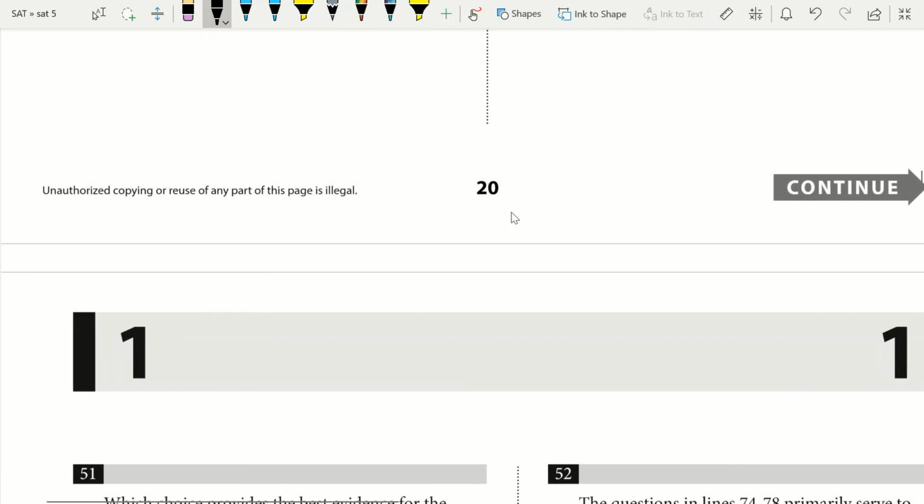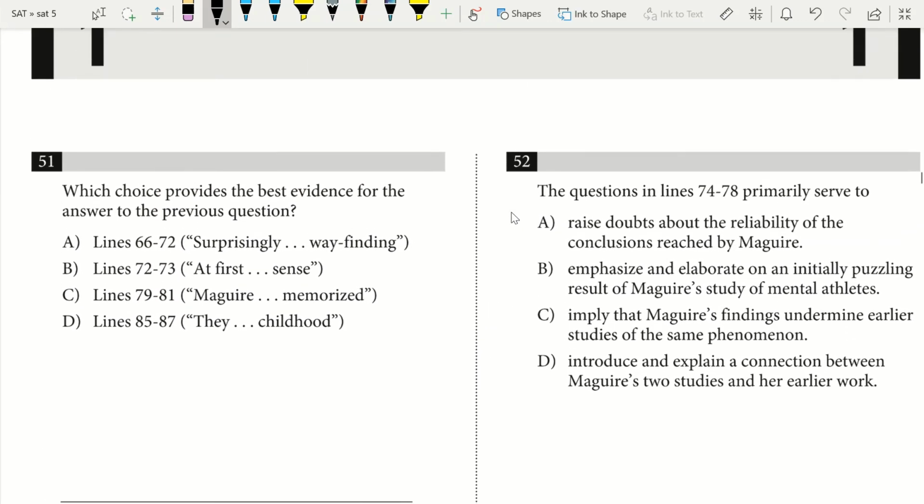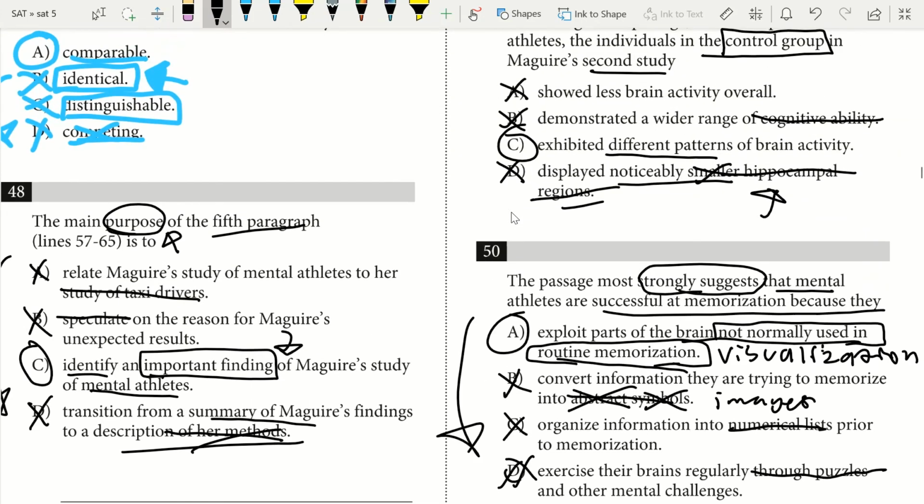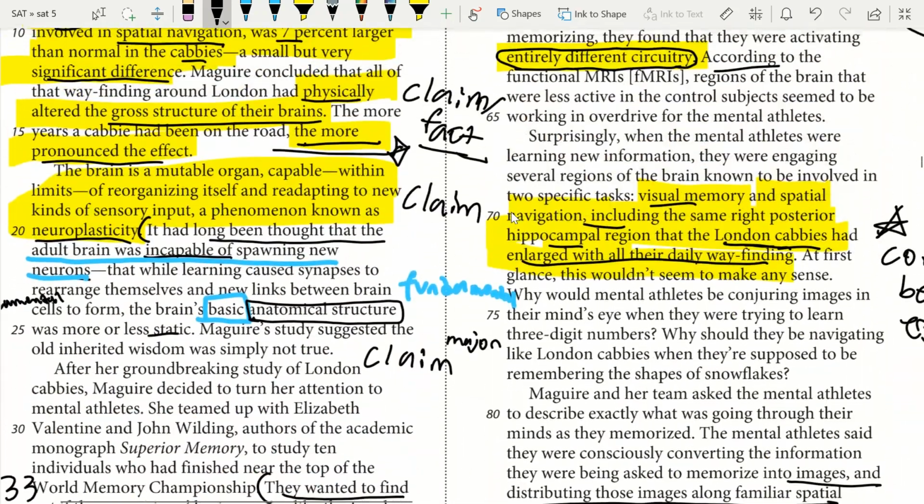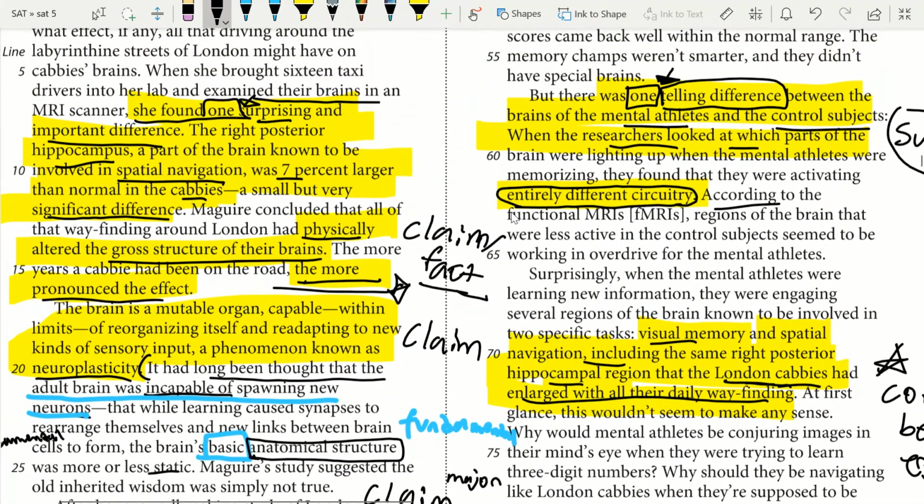Okay, we've got 51 and 52 left. These are the last two questions. I'm asked for evidence at this point. So as far as evidence, I'll go back through and find where we talked about them using parts of their brain that aren't normally used. So that's really going to be where we talk about, let's see here. According to the functional MRIs, regions of the brain that were less active in the control subjects seem to be working in overdrive for mental athletes. So that's from 62 to 65.